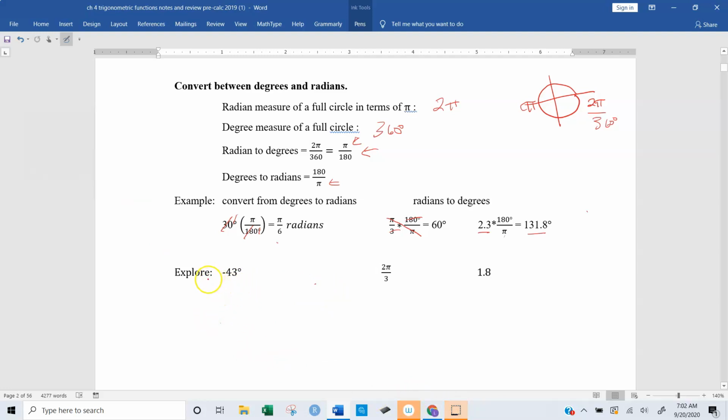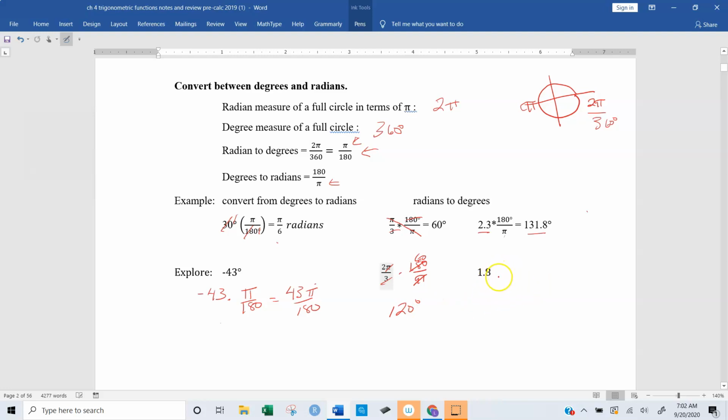All right, you should have gotten negative 43. You should have multiplied by pi over 180 because you're reducing the degrees. But this time when you did it, nothing reduced. So you just write 43 pi over 180. 2 pi over 3, you would have multiplied by 180 over pi because you want to cancel the pi's out. 3 goes into 180 60 times. So your answer is that is a 120 degree angle.